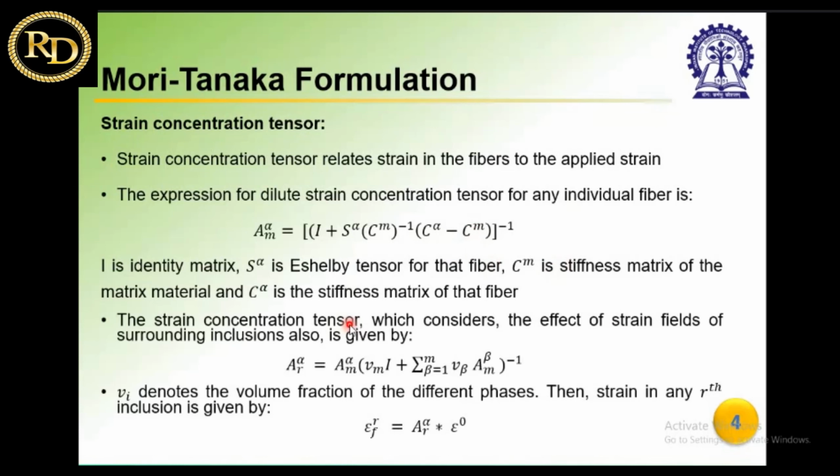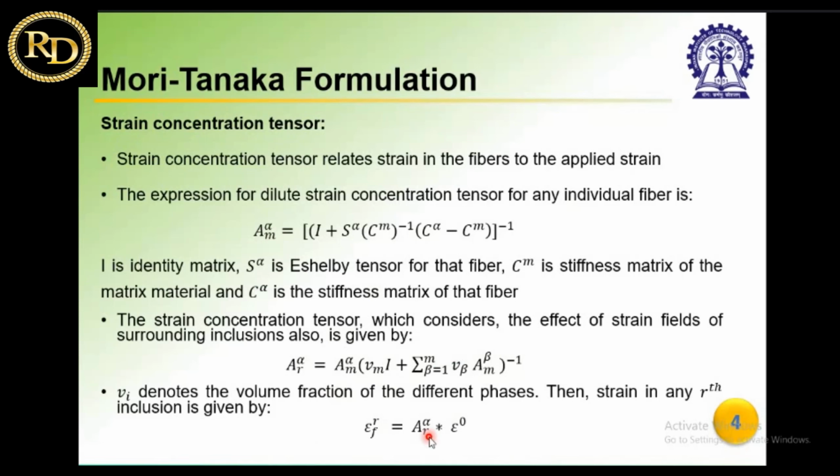But if I want to study the effect of other fibers on that particular fiber, then this is given by the strain concentration tensor. It is given by this, where AM is again the dilute concentration tensor, VM is the volume fraction of the matrix, I is the identity matrix, and V beta is the volume fraction of the particular fiber for which we are calculating the strain concentration tensor. In this way we can find out the effect of the other inclusions on that particular inclusion also.